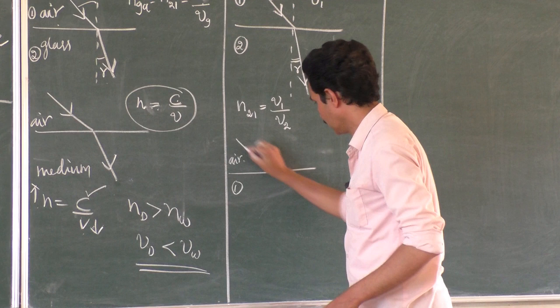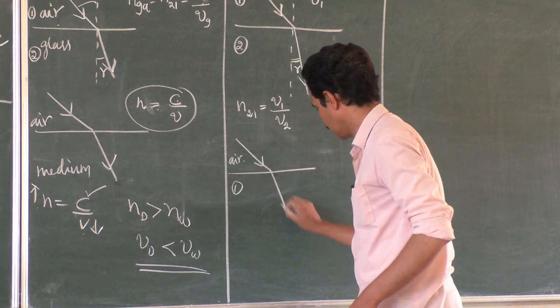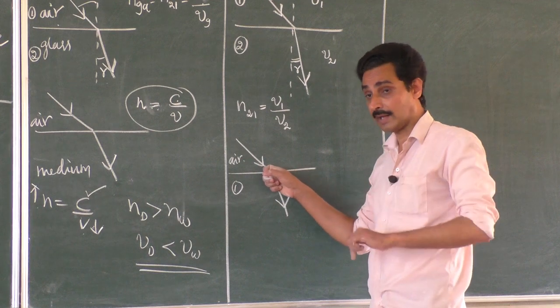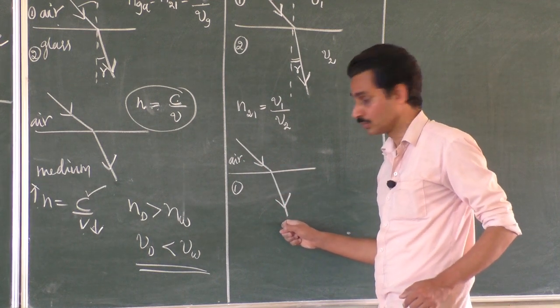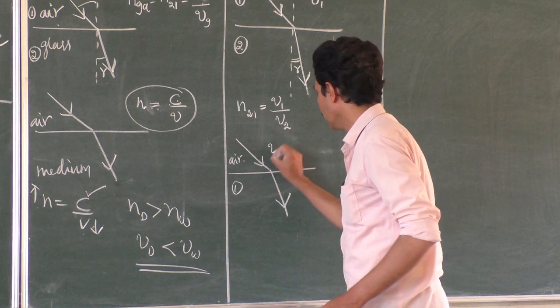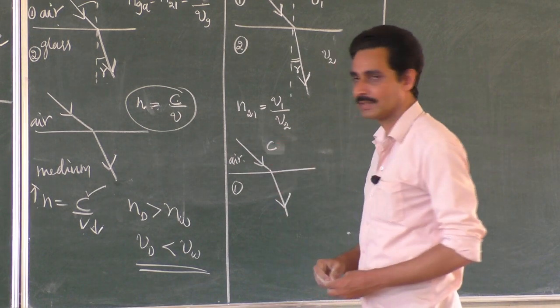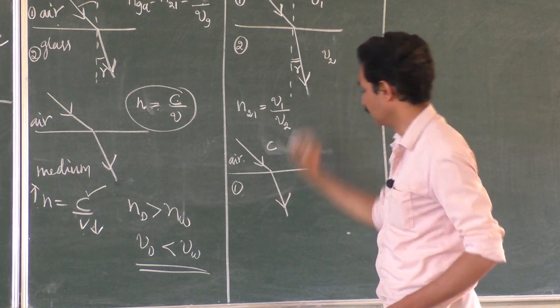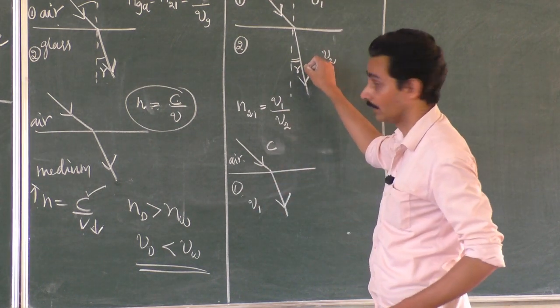Do the experiment. Let's take a ray of light, and pass it through that first medium. After being incident in the air, let it enter into the first medium. Now, C is the velocity of light in air. What is the velocity of light in the first medium? Already we have defined, it is V1.